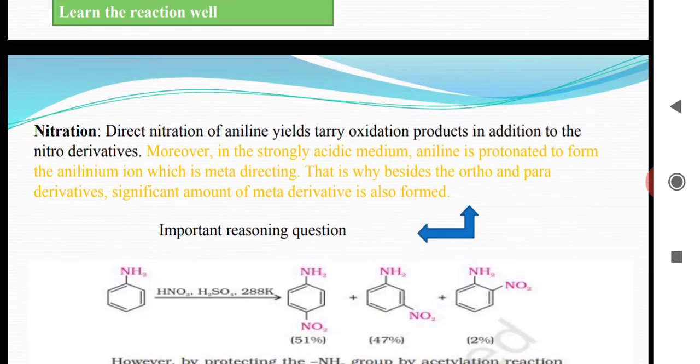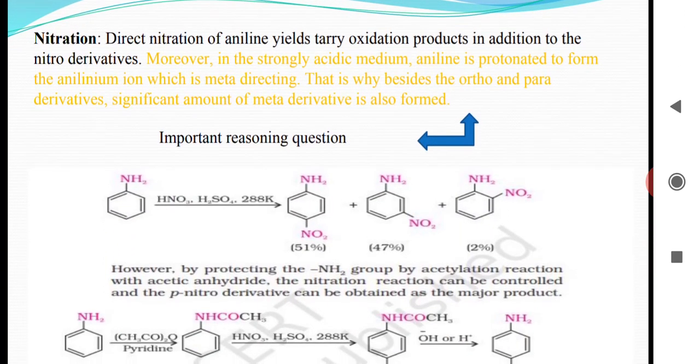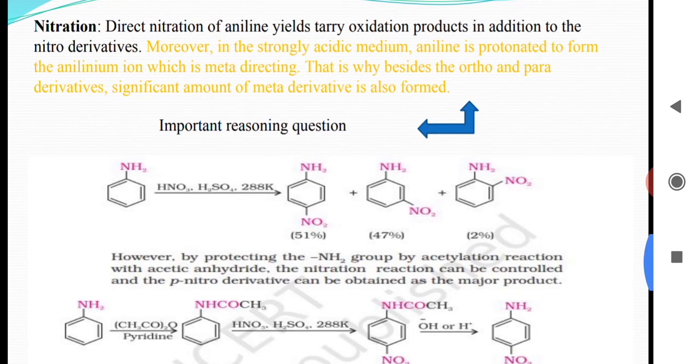Now next is nitration. Children, nitration can be done with the help of nitrating mixture. We have done it many times previously. Here we have used concentrated HNO3 and H2SO4. But you know that the negative electron density is only at the ortho and para positions, then why are we having a meta product? 47% meta product is also formed.